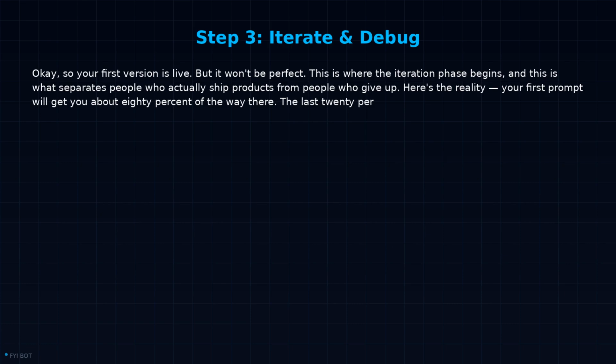Here's the reality: your first prompt will get you about 80% of the way there. The last 20% takes iteration. On Lovable, you just keep chatting. You say things like add a dark mode toggle, or change the task cards to show priority levels, or fix the search bar, it's not filtering by assignee.